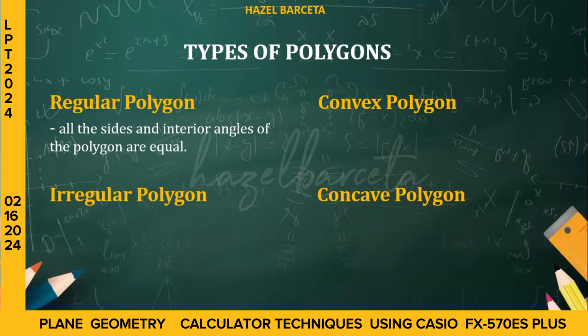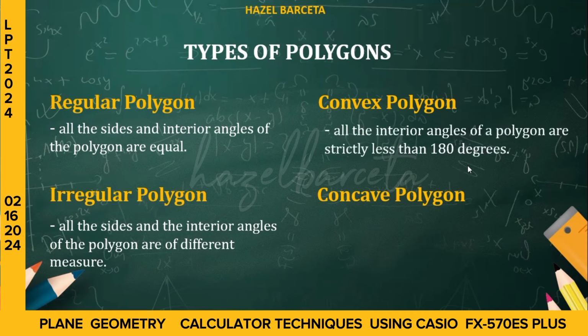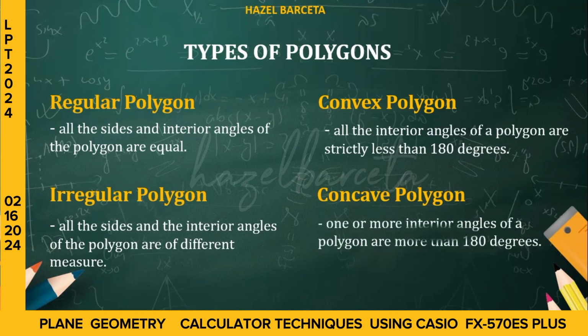Tatandaan po natin yan. So, kung dito ay equal, therefore, pagdating po kay irregular polygon, iba-iba po yung kanyang sides and angles. Irregular, regular. Kay convex, less than 180 ang interior angles. Lahat ng interior angles ay less than 180. At kay concave naman, one or more interior angles are more than 180. So, laging opposite. Ito ay less than, ito ay more than, ito ay equal, ito ay hindi equal. So, regular polygon, irregular, convex, and concave.